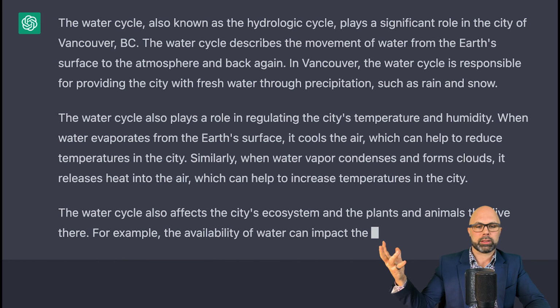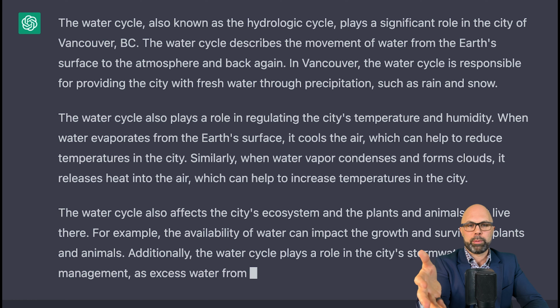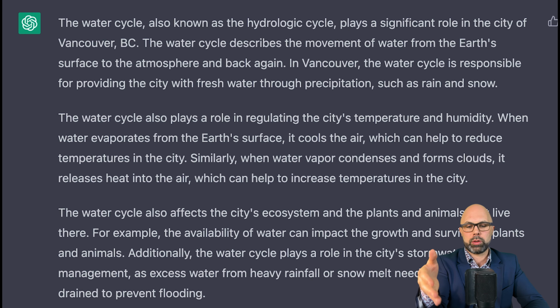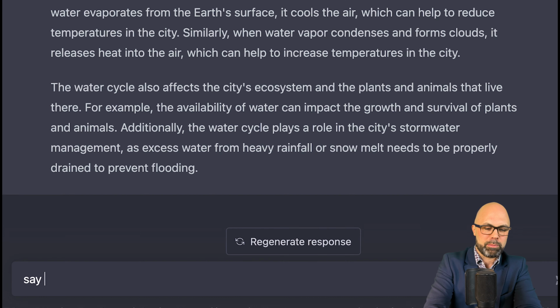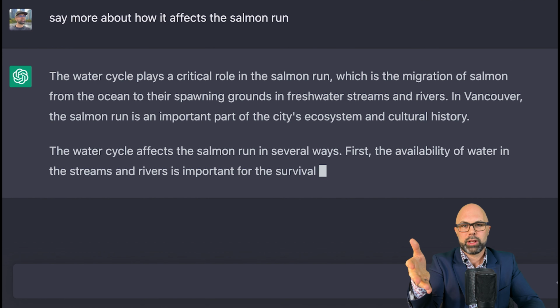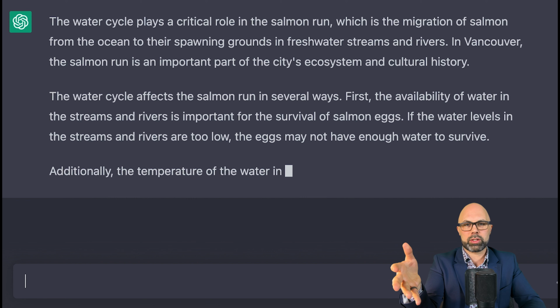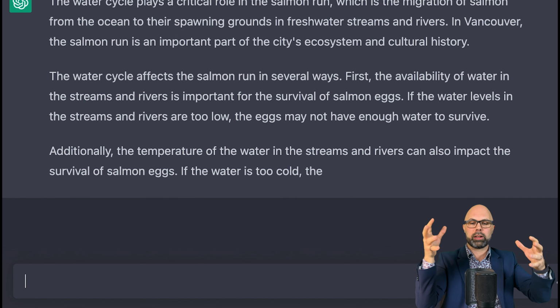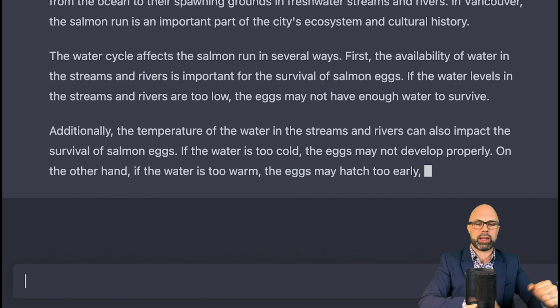But just amazing. I mean, this is information that is particular to the city of Vancouver. Say more about how it affects the salmon run. Excuse my bad typing here. Look at that. It is giving me an answer, not just about the water cycle and the salmon run, but particularly how it affects the salmon run in the Vancouver area.